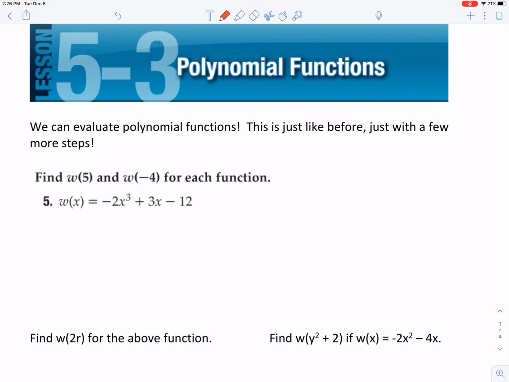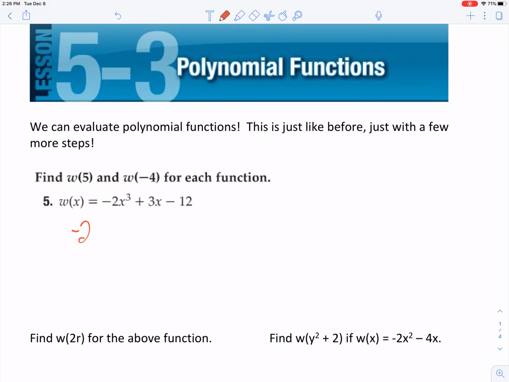Alright guys, so for 5.3 we're going to chunk this in, it kind of has two parts to it. So the first part is polynomial functions, and this is where we've already done this. It's in function notation. Here they gave me w of x instead of f of x, but it means the same thing. When they say w of 5, just plug in 5 for that.